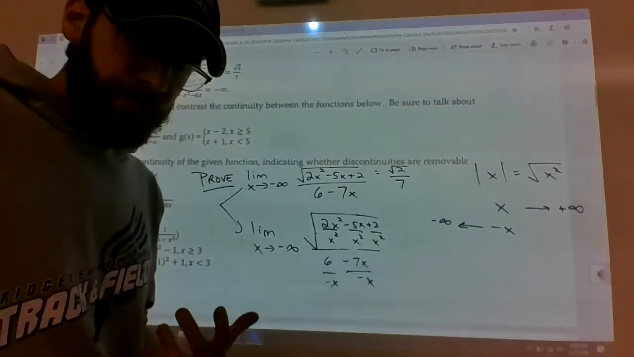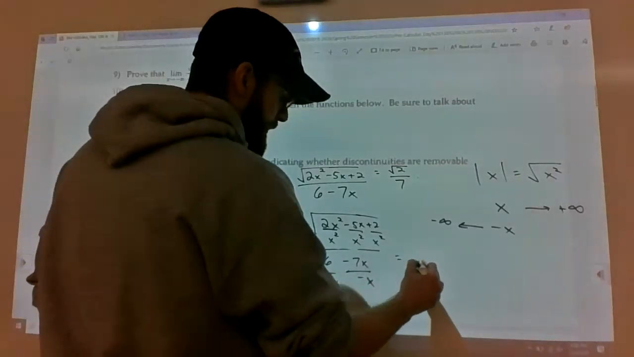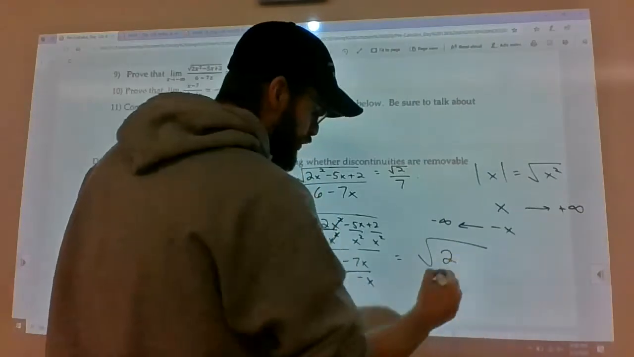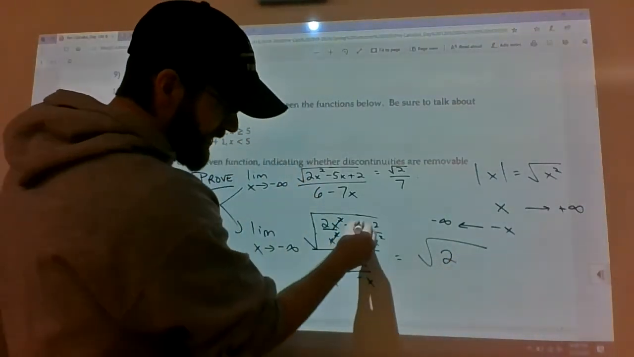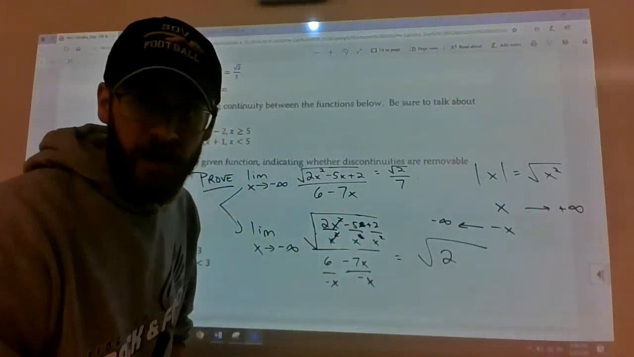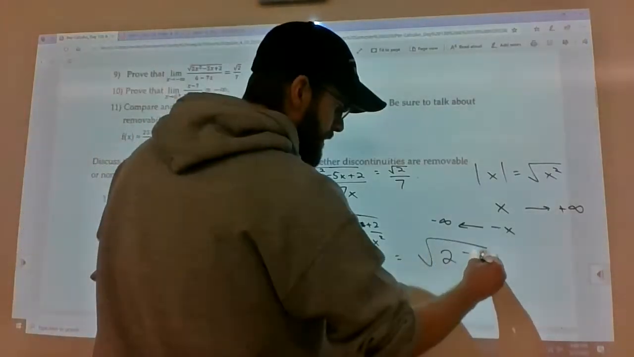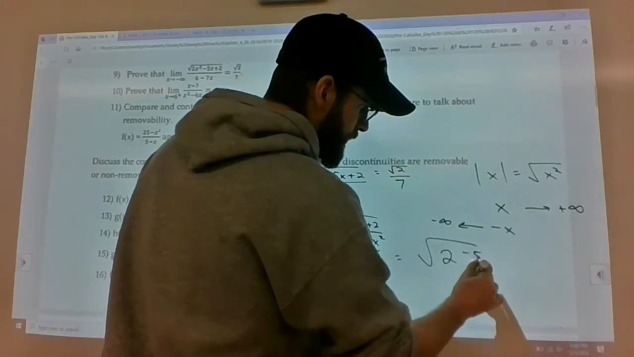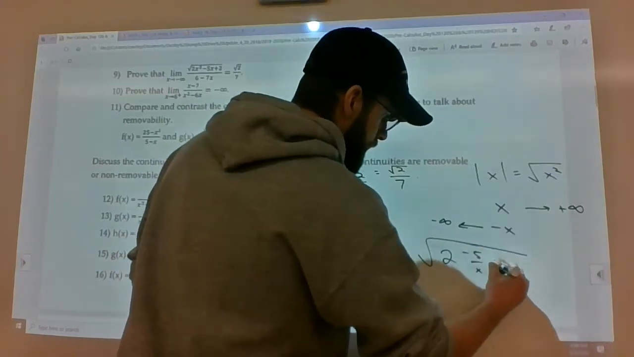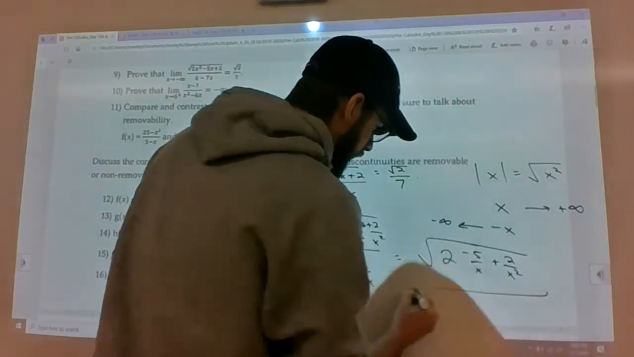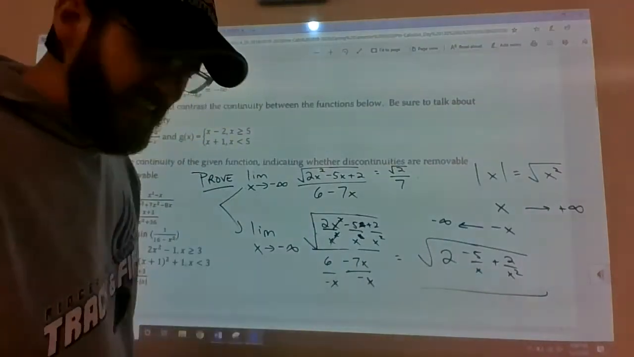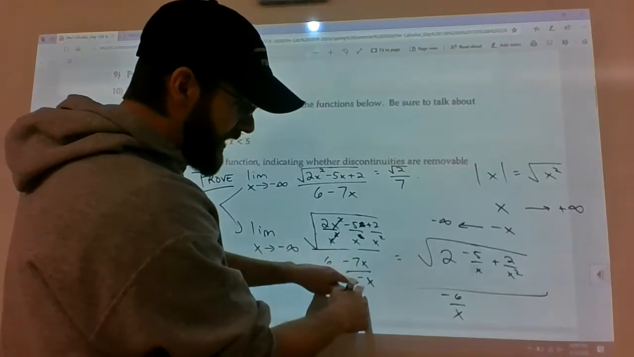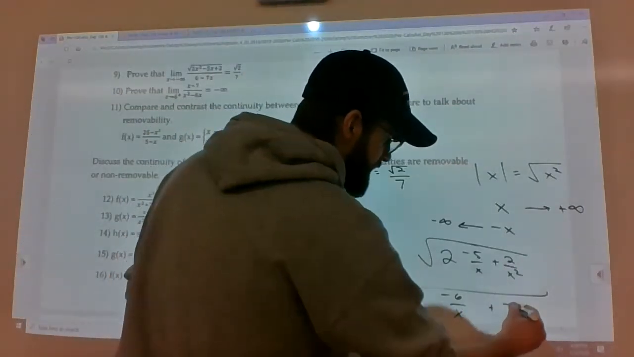So now we do some simplifications. Basically, the top x squareds cancel, so you have a 2. And x on top here cancels with one of them on the bottom, minus 5 over x. This is just 2 over x squared. On the bottom is negative 6 over x. And then negative 7 divided by negative x is positive 7.